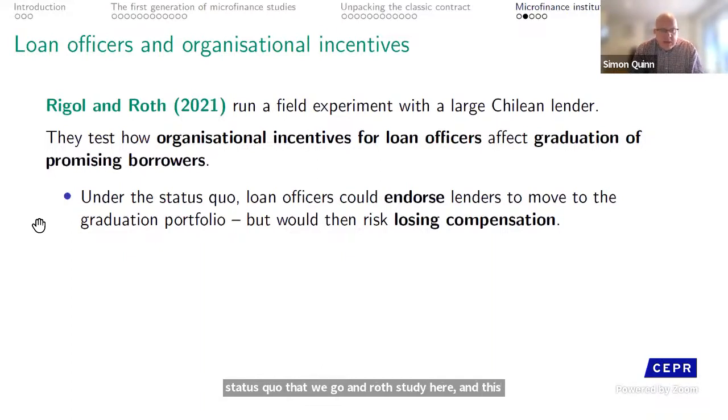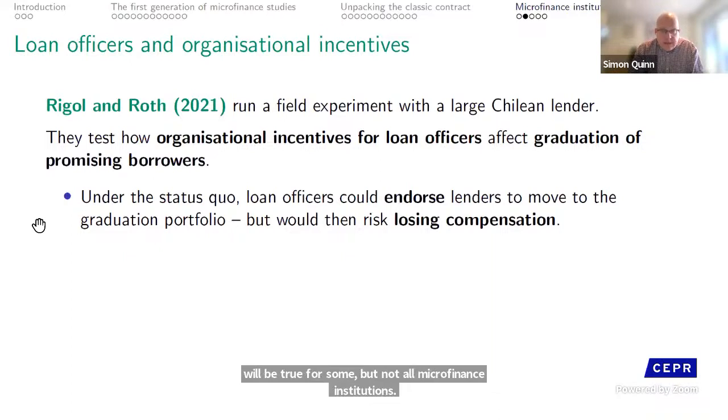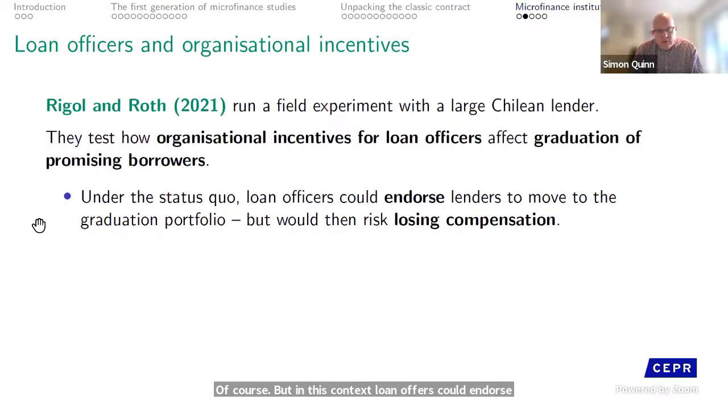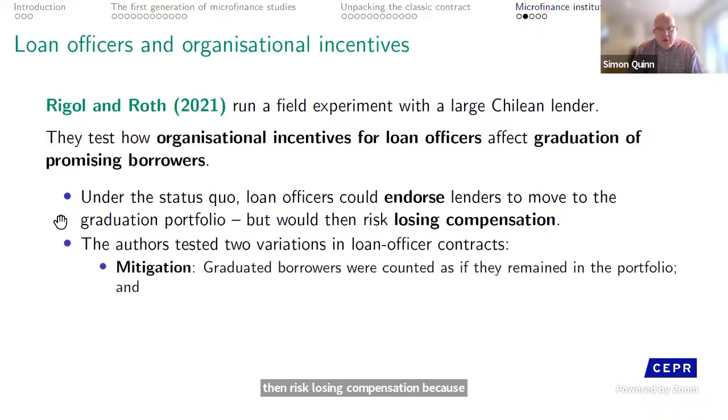But in this context, loan officers could endorse borrowers who would then move to a graduation portfolio, but those clients would then move out of the portfolio of those individual loan officers, who would then risk losing compensation because their compensation scheme was tied in part to the performance of their own individual loan portfolios.